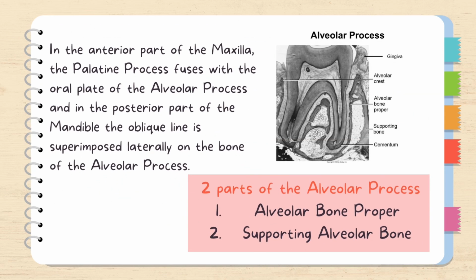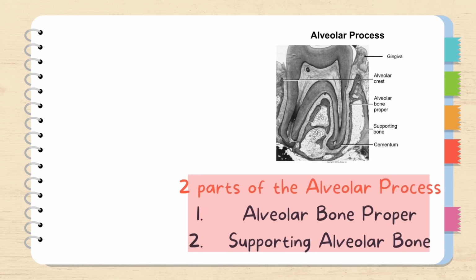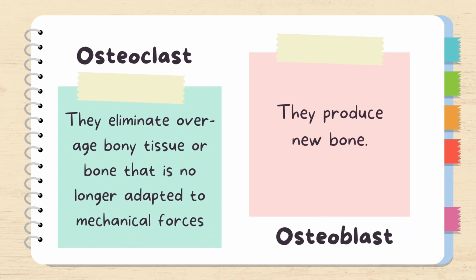loss of teeth. In the anterior part of the maxilla, the palatine processes fuse with the oral plate of the alveolar process, and in the posterior part of the mandible, the oblique line is superimposed laterally on the bone of the alveolar process. As a result of its adaptation to function, two parts of the alveolar process can be distinguished. Those two are the alveolar bone proper and the supporting alveolar bone. The internal structure of bone is adapted to mechanical stresses. It changes continuously during the growth and alteration of functional stresses. These changes are made possible by osteoclasts and osteoblasts.